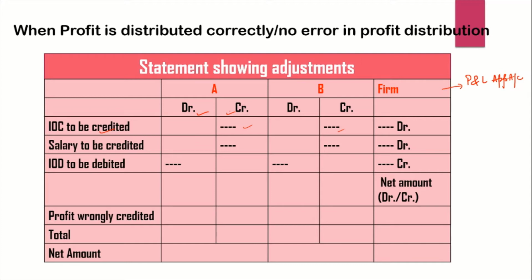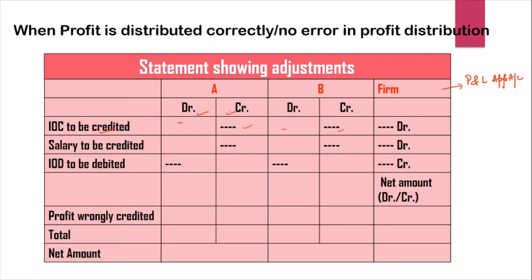What are we going to do? Reverse. That is, we are going to debit it so that we can nullify the effect. In the same way, if salary is not provided, we are going to credit that. Interest on drawings, which is debited in the capital account, if that is not charged, then in that case we are going to debit and charge it.